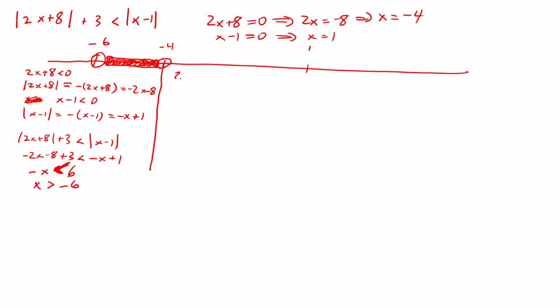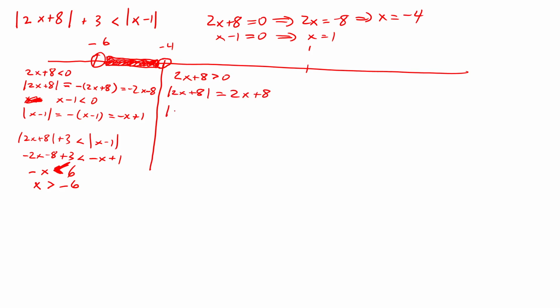Now, in the second interval between -4 and 1, 2x plus 8 is guaranteed to be positive. If you don't believe me, plug in a number between -4 and 1. Let's say 0. 2 times 0 plus 8 is definitely positive. Well, what that means is that the absolute value of 2x plus 8 will equal simply 2x plus 8.